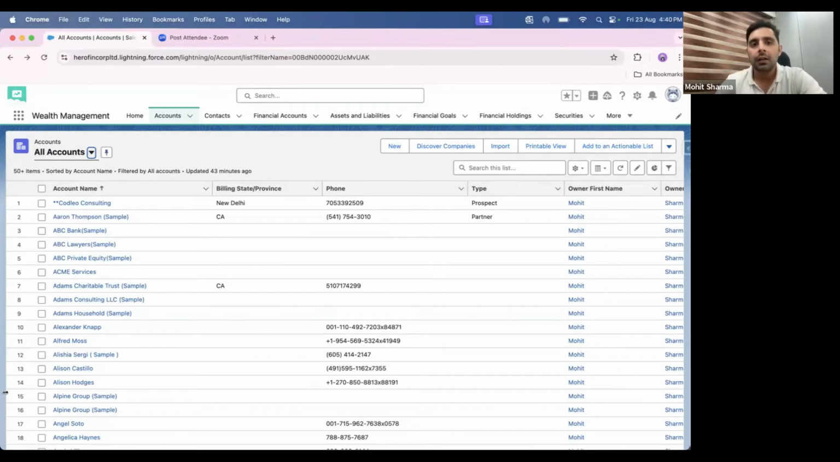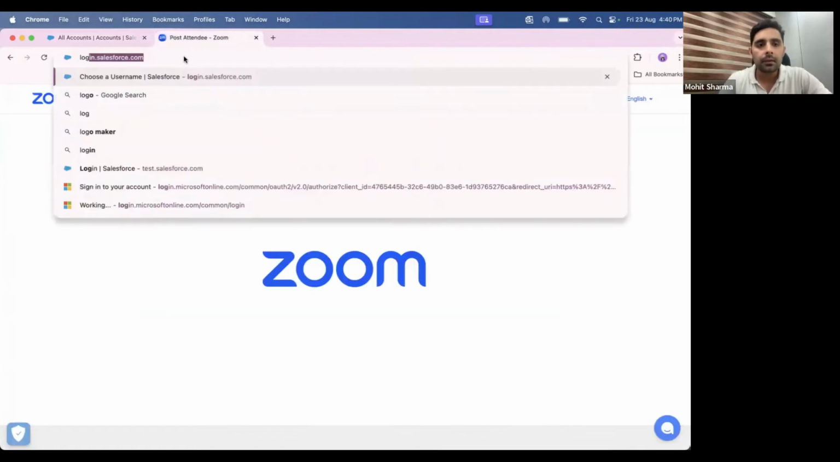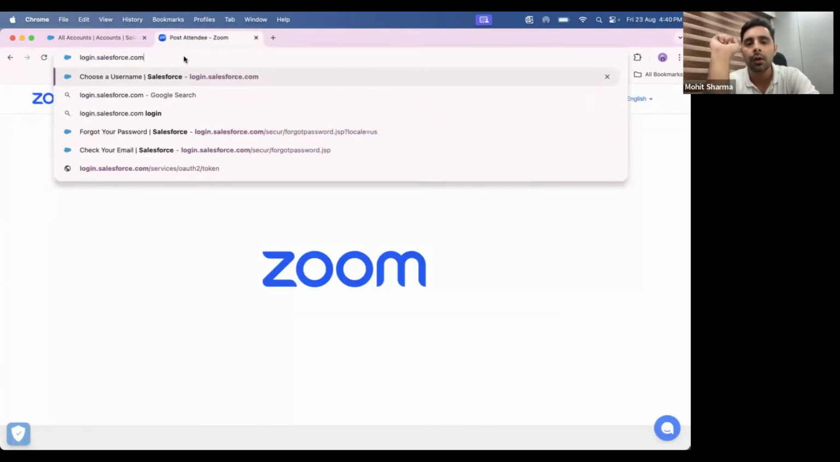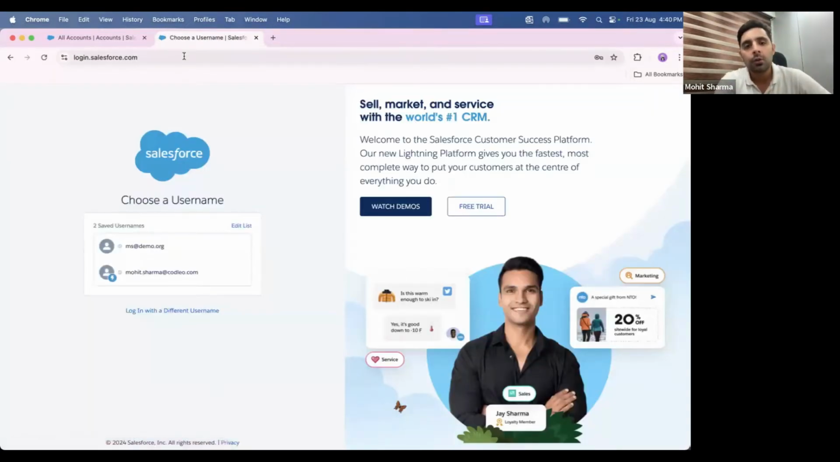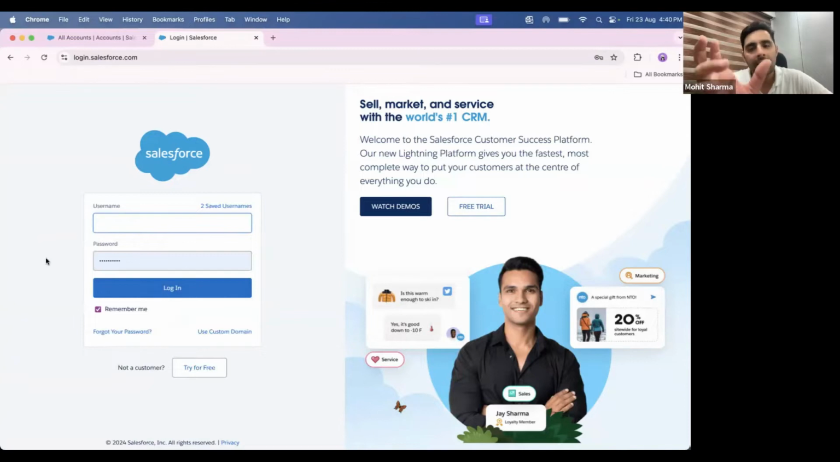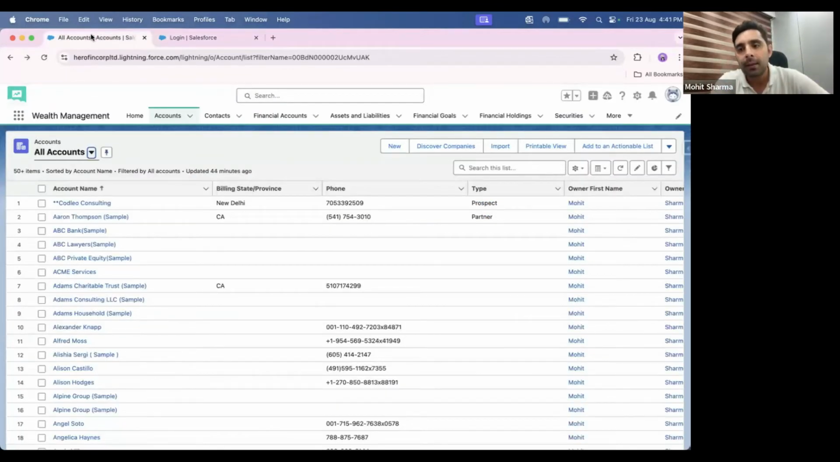Now, logging in is very simple. We have a common URL, which is login.salesforce.com. The way you log in to your Gmail account or your Facebook account, or access the web version of WhatsApp or Instagram, in the same way this cloud-based application can be accessed at this URL. As soon as I hit enter, I just need to put in a username and password, the way I log in to Facebook or any other account. As soon as I hit the login button, I get into my business application.